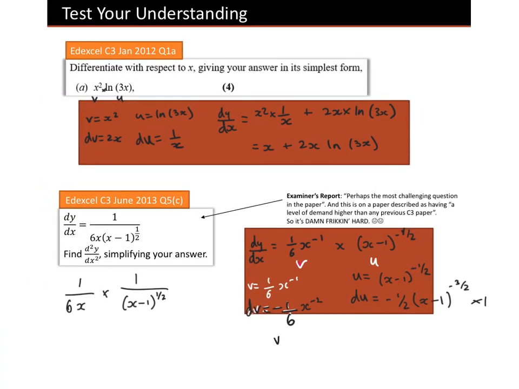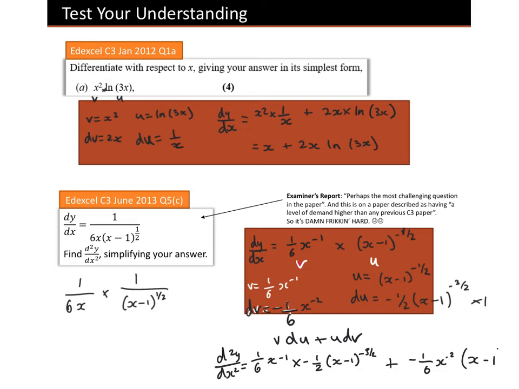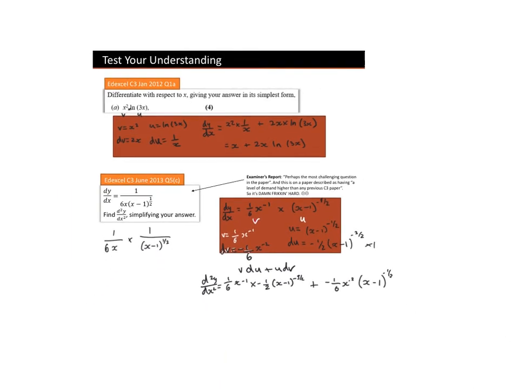Then, our favourite thing to do, v du plus u dv. Okay, so v du. I'm going to do it slowly: 1 over 6 x to the minus 1, times minus a half (x minus 1) to the minus 3 over 2. And remember, we need to write that this is the second differential. Plus u dv: minus 1 over 6 x to the minus 2, multiplied by (x minus 1) to the minus a half.